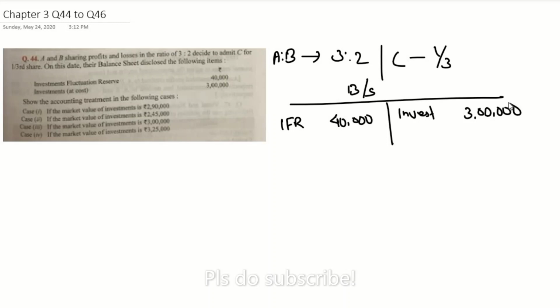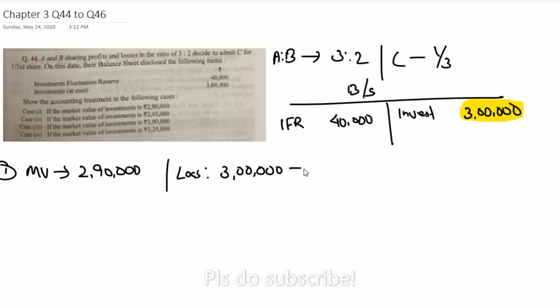If the market value of the investment is 2,90,000. So the first case is the market value is 2,90,000. Now we know the book value of the investment is 3 lakhs. It's mentioned here in the balance sheet. The market value is 2,90,000, which means that we incurred a loss here. That is 3 lakh book value minus market value 2,90,000. The loss that we incurred is 10,000. The value of the investment comes down by 10,000.